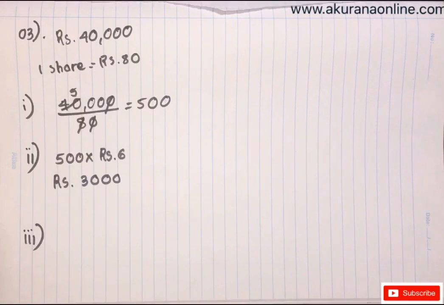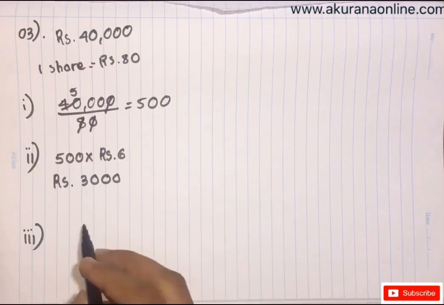How do we find it? Any idea? Okay, this is the way of finding it out. The total amount after selling, he will be getting 40,000 plus the 3,500. Yes, he gains 3,500. So the total is how much?